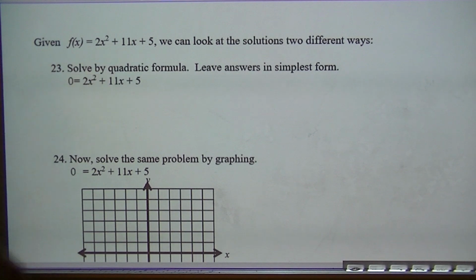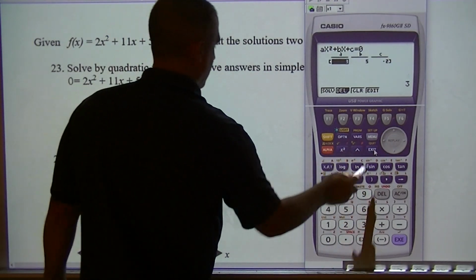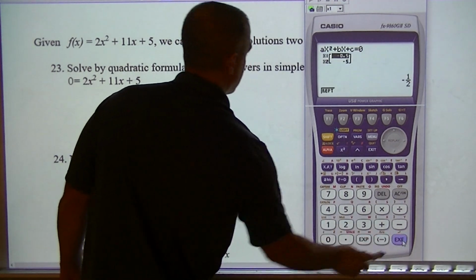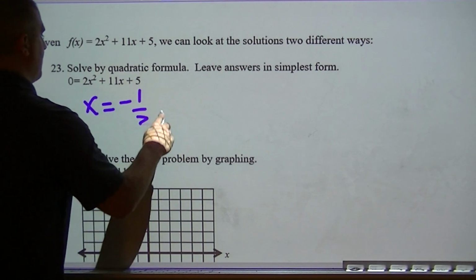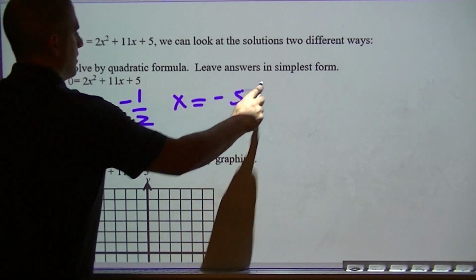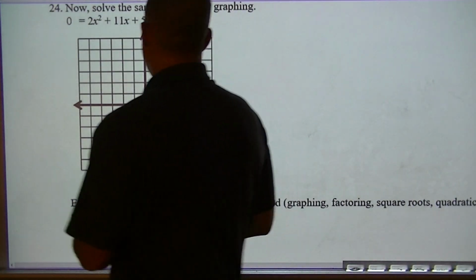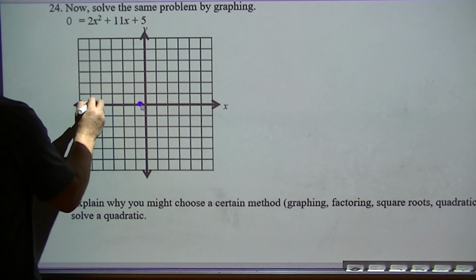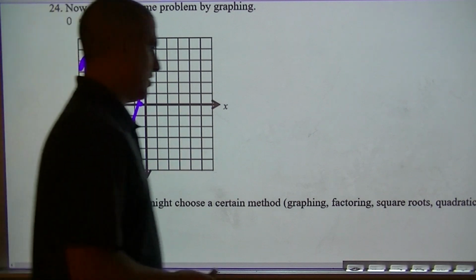It says we can look at different solutions. Solve by the quadratic formula. Once again, I'm just going to type in 2, type in 11, type in 5. Okay, I got two answers, -1/2 and -5. So if you were to look at that on a graph, basically what would happen is -1/2 would be right here, and -5 would be here, and this would be my quadratic.